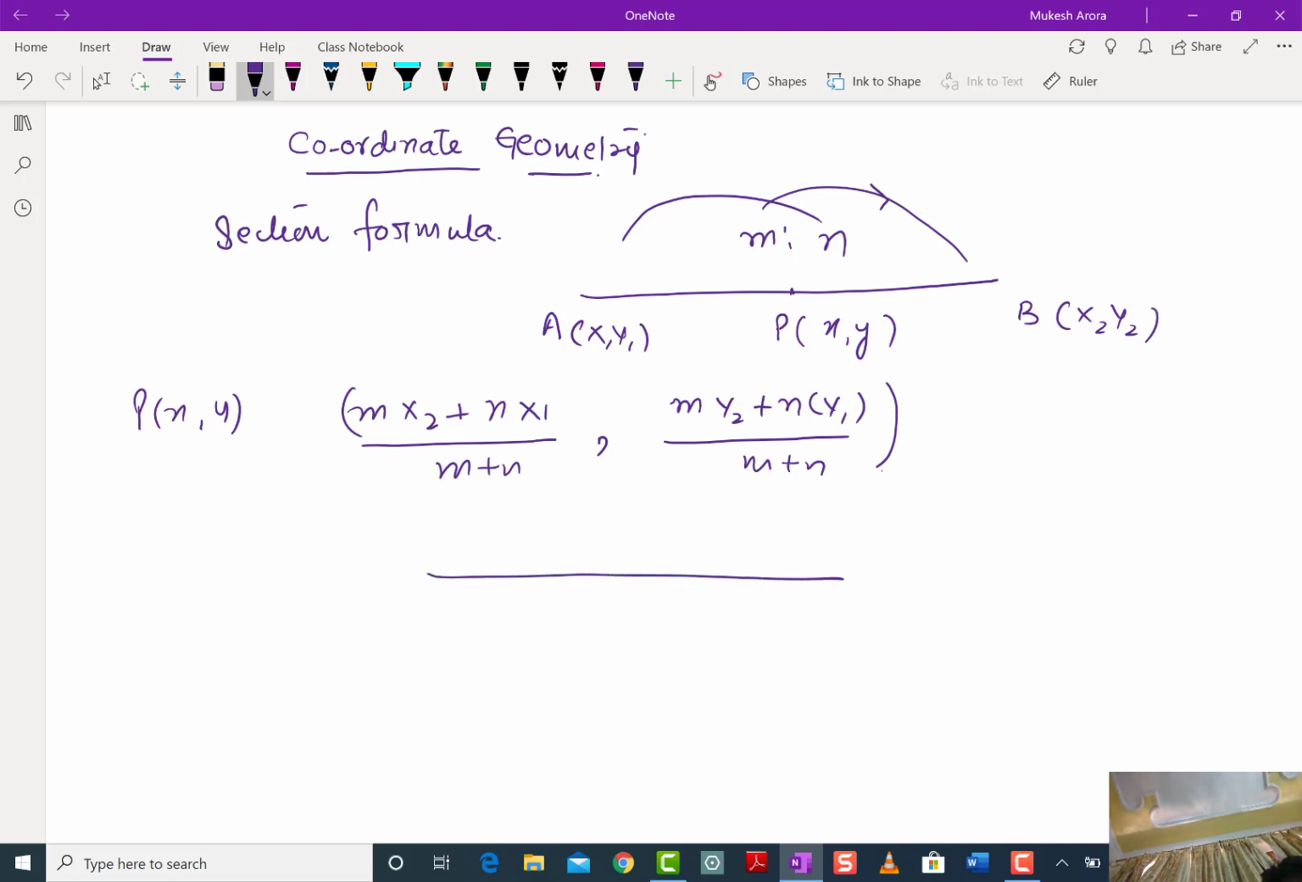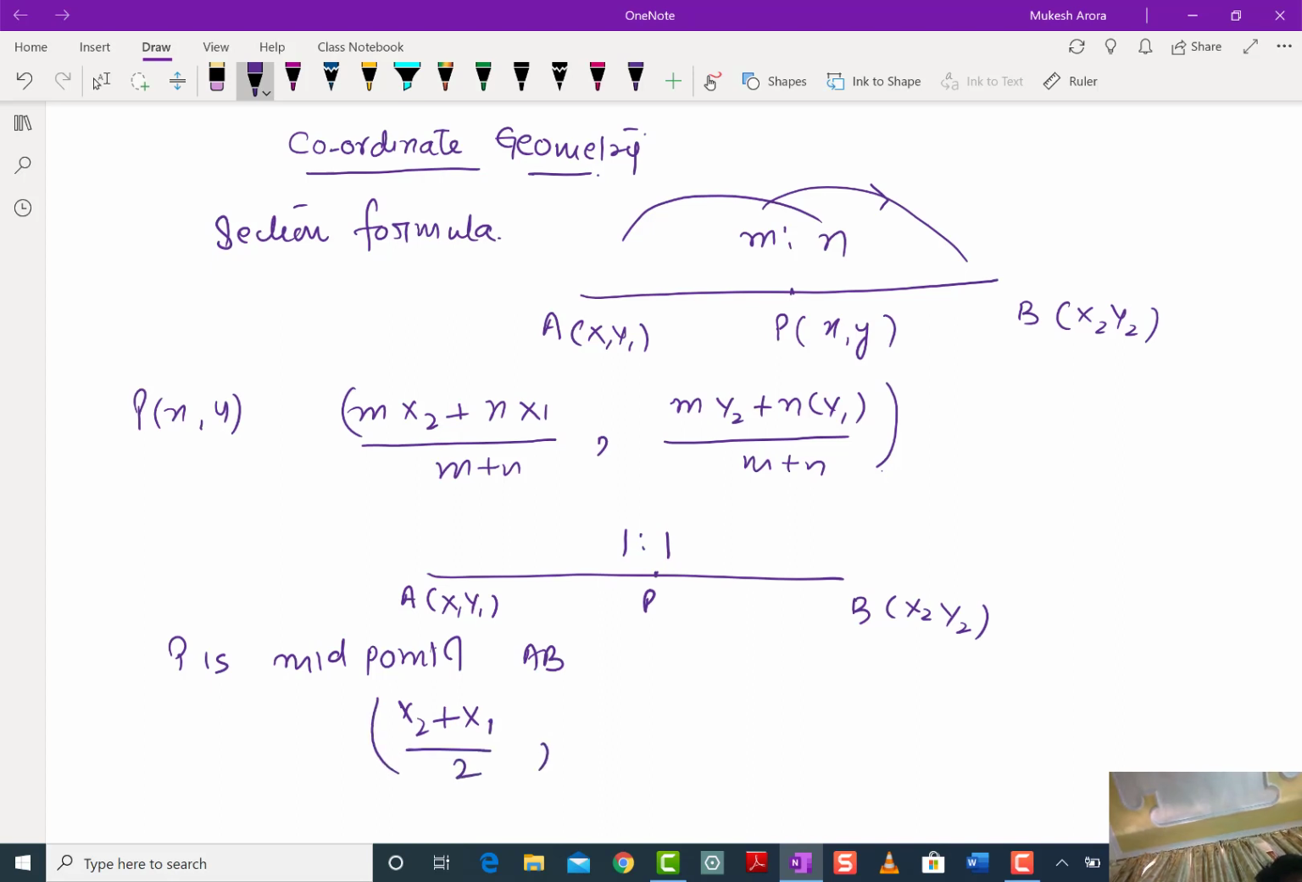And if P is the midpoint of AB, then we can also use the same section formula. But to make it easy, as it is a midpoint, the ratio is 1:1, so it will be (x2 + x1)/(1 + 1), comma, (y2 + y1)/(1 + 1), with 1 in place of m and n. But for any reason if you forget that, you can use the previous section formula also.